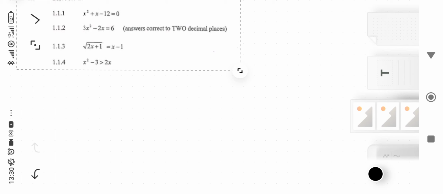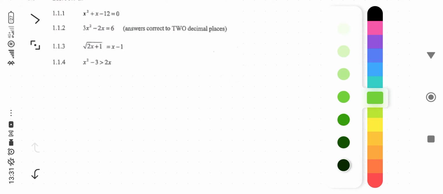1.2. So they give us a hint, right? They give us a clue. As soon as you see that thing in brackets over there, answers correct to two decimal places, you already know that this question is going to require you to use the quadratic formula. So don't even try to factorize this in the normal means. Okay, we need to use the quadratic formula.